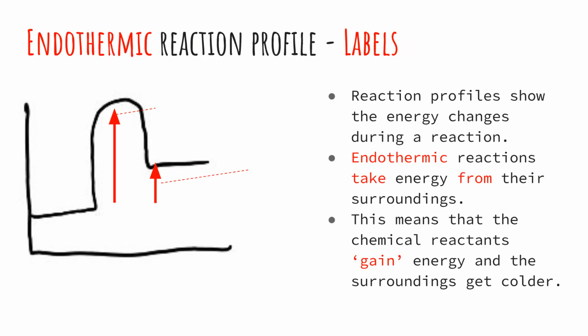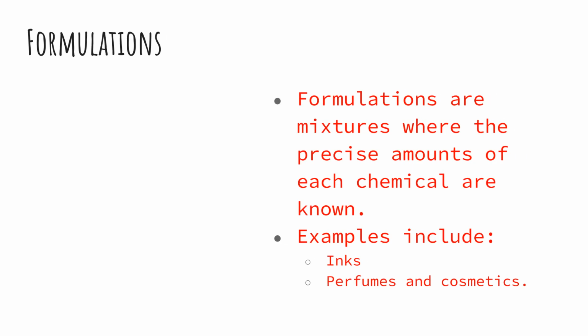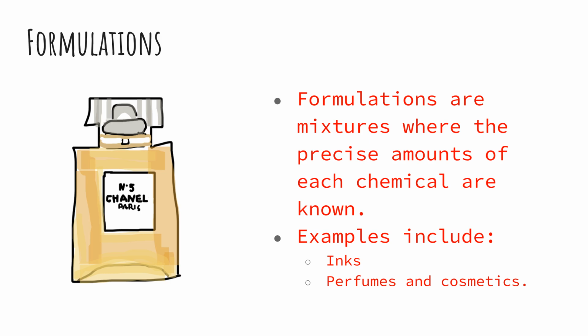Endothermic reactions absorb energy from their surroundings, making the surroundings colder as the chemical reactants gain energy. The first hump still represents activation energy. Formulations are mixtures where the precise amounts of each chemical are known. Common examples include inks, perfumes, and cosmetics.